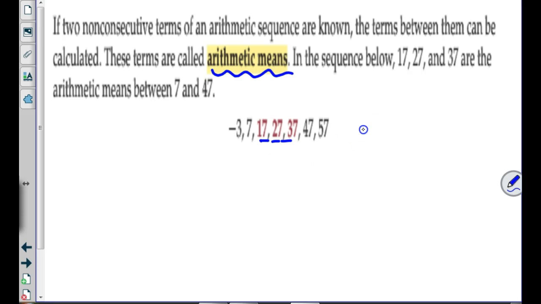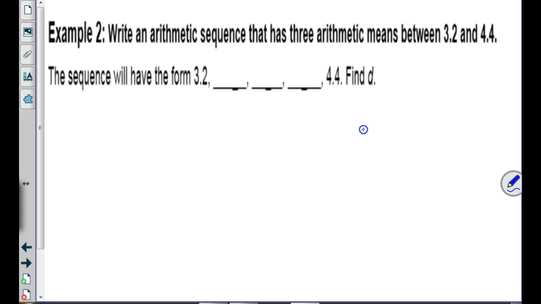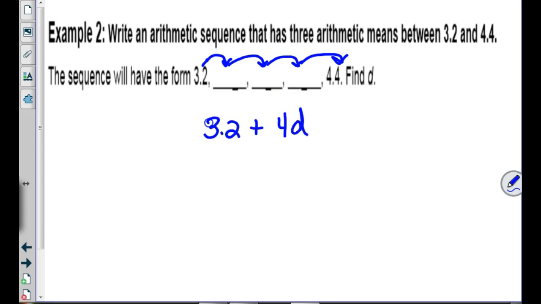And I'll just do a different example since they gave us those answers. So we have an arithmetic sequence that has 3 arithmetic means between 3.2 and 4.4. So we have to think about what happened. I'm usually really lazy and I just go, let's see, they added 1, 2, 3, 4 differences to get to that one. Does that make sense? So 3.2 plus 4 differences is 4.4. It's always one more than the number of blanks because they got to the next term. They didn't stop with the blanks.